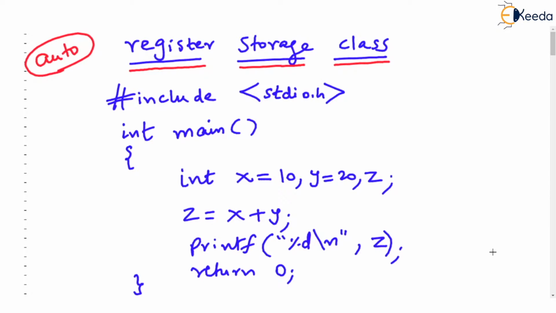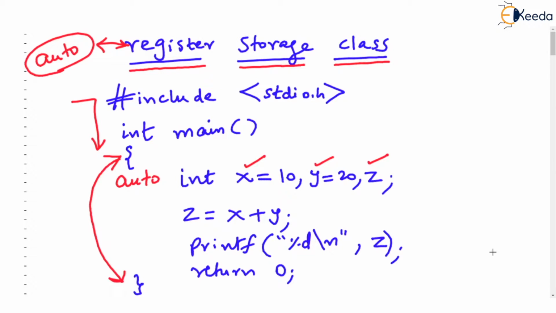To understand the difference between auto and register, let's take an example. Very simple main I have written, int main, where I have declared three variables x, y, z. Notice x, y, and z have been declared in the scope. So all these three variables have auto storage class. The important thing to know about this is that x, y, and z are stored in the memory. Obviously, any variable is always stored in the memory.